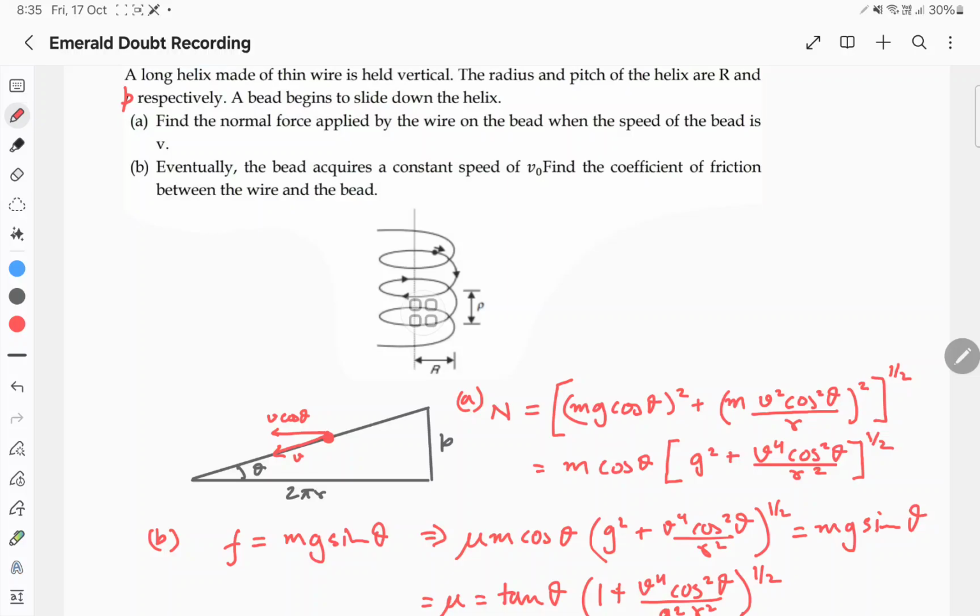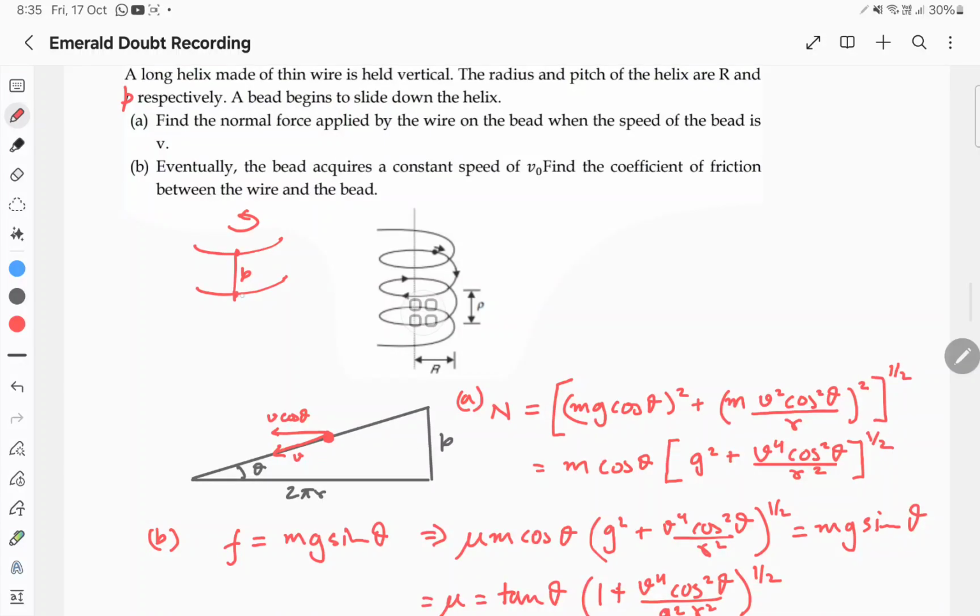So the bead is sliding down the helix. What is the inclination of the helix? If you look at any two consecutive turns of the ring part, what is the distance between them? P.